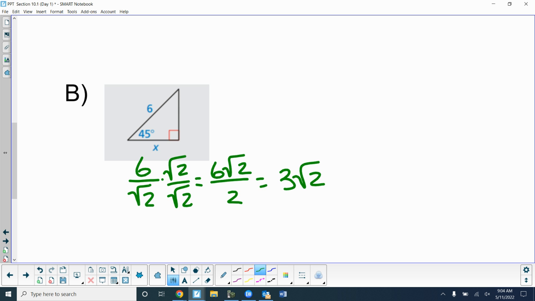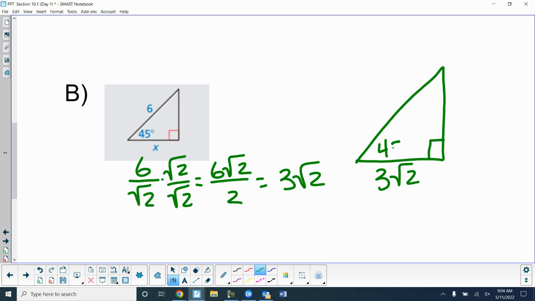Okay? If that's a 3 radical 2 there, watch. If I had this picture and I put the 3 radical 2 here and I put the 45 here, what do you always do to that to get that? Multiply by radical 2, right? What happens when you do radical 2 times radical 2? It turns into 2, and what's 3 times 2? 6. Okay? Making sense?